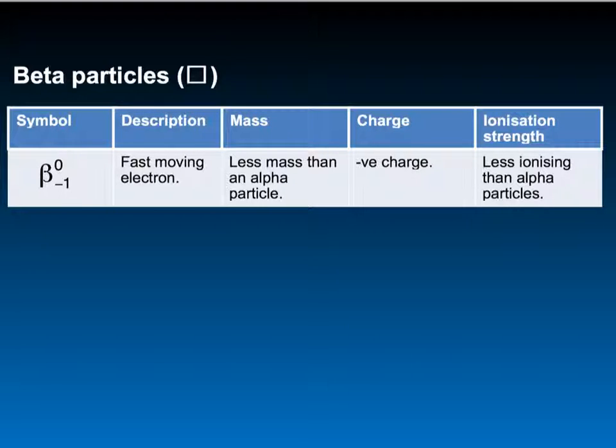It's got less mass than an alpha particle, because it's only made up from that one electron. And because electrons have a negative charge, the beta particle has a -1 charge. So although it is ionizing, it's not as ionizing as the alpha particles because its charge is only -1, whereas the alpha particle has a charge of +2.